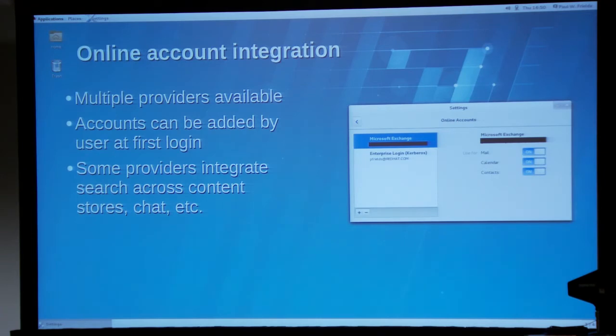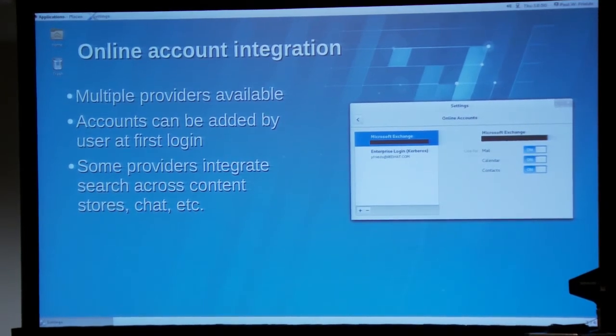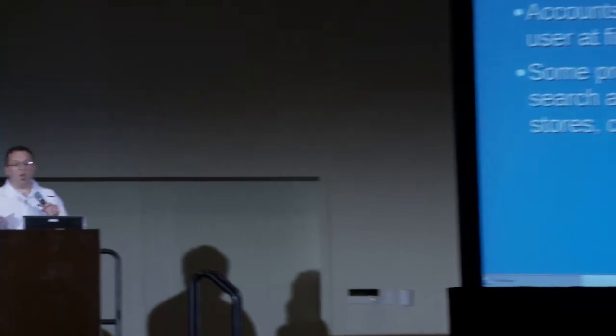RHEL 7 also integrates online account services. Multiple providers are available, and you can select these accounts when you first log into a desktop session. So those of you who work in enterprise environments will appreciate the fact that Kerberos is integrated into the online accounts. Exchange services, so you can load up your Microsoft Exchange server as well. But that's not all. There's also online account services for some of the popular web services available, things like Google and Facebook and OwnCloud. And those actually spread across the desktop into your functions like chat and document searching. So there's a lot of integration work that's gone into that.